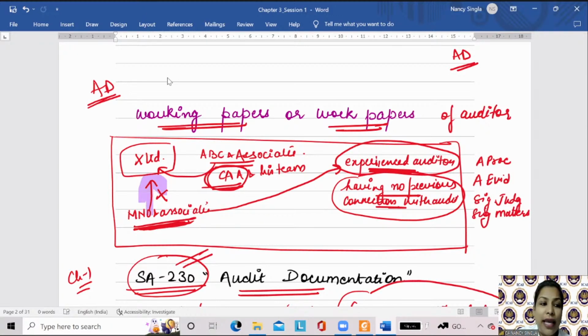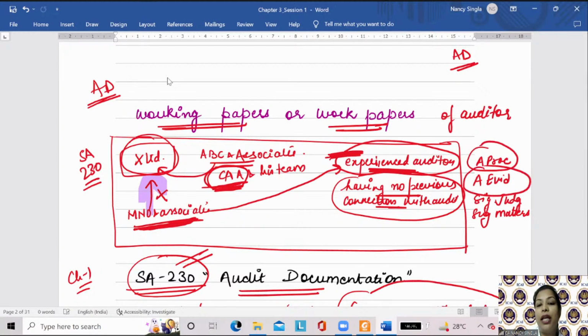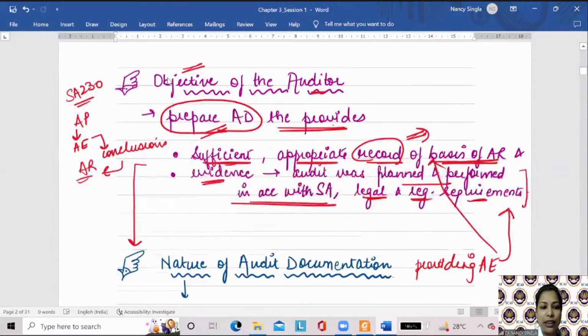So SA 230 has this content. What was said? With respect to form, content and extent of audit documentation, it should be prepared in such a way that any experienced auditor, who knows how audit is conducted, what audit procedures are, how audit evidence is obtained, though not having any previous connection with the audit, in our case he is not related to X Limited, after going through the audit documentation maintained by CAA and his team, MNO and Associates should be able to understand what audit procedures were performed, what audit evidence was obtained, and what significant matters were there when CAA and his team were conducting the audit of X Limited. Okay, we have not discussed anything in detail yet, just a simple understanding.